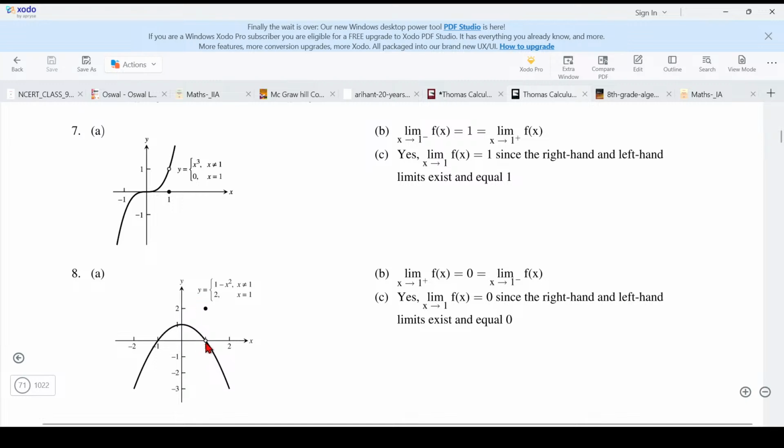What is y for this point? It is 0. What is x for this point? It is 1. You have to tell the limit in terms of y, not in terms of x. Here y is 1, x is also 1, but we tell in terms of y, not in terms of x. Very good. So the limit exists and the value of the limit is 0. The value of the function is 2. It doesn't matter.